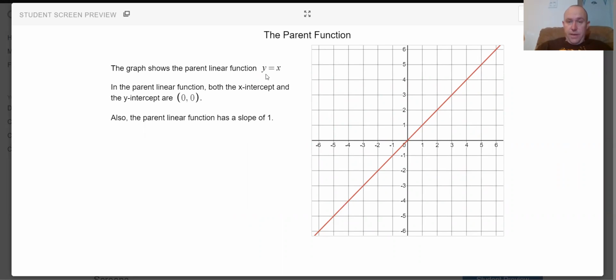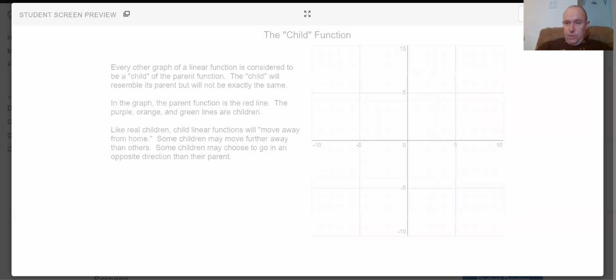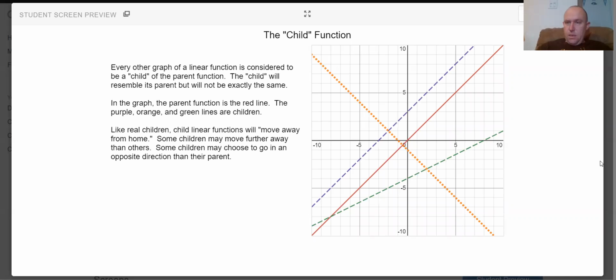And the equation for this is y equals x, because as there's no number at the end here, that means that it passes through 0. X is 1x, and the amount of x tells us what the slope is. And you can see that it indeed goes up 1 and then goes right 1, which is what a slope of 1 is.